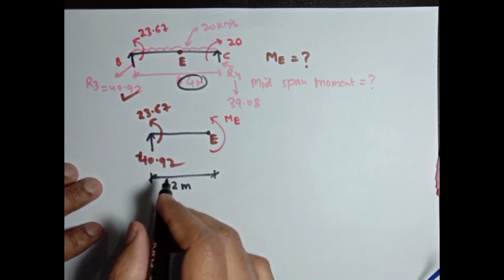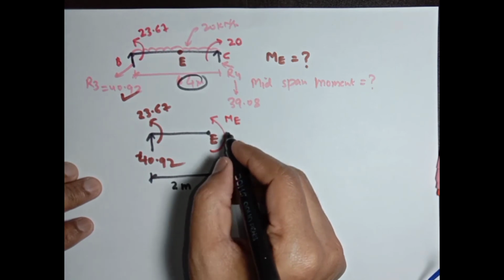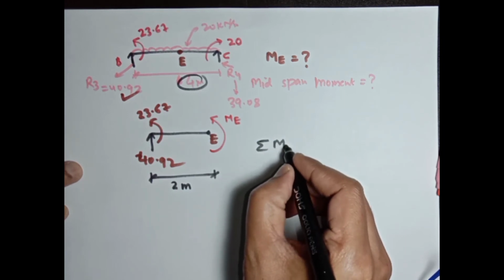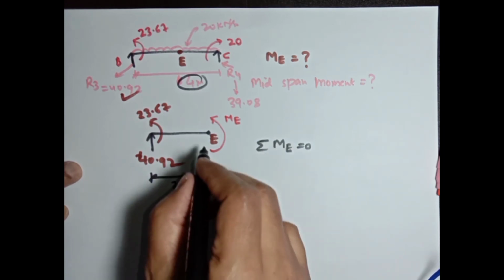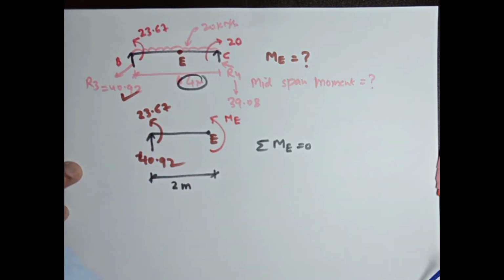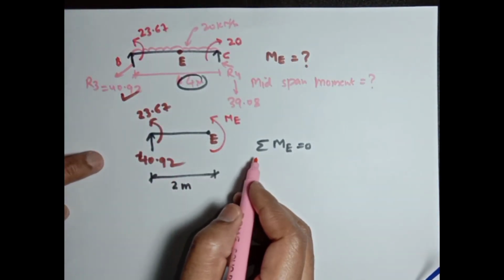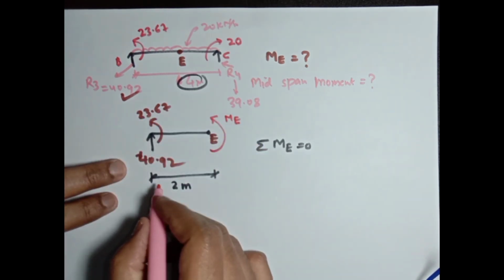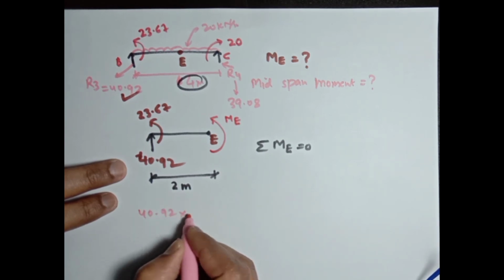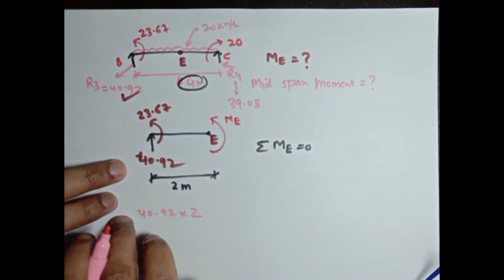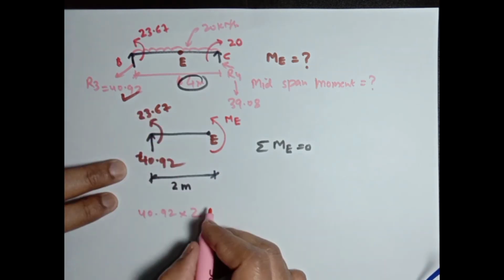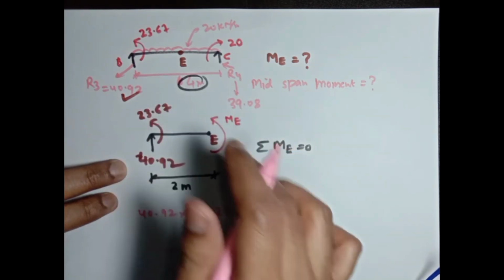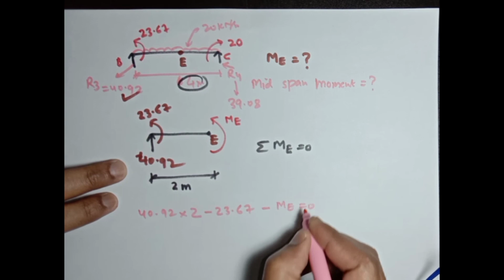Therefore we need to find the bending moment at point E, which we have assumed in anticlockwise direction. So summation of bending moment about E will be 0. Total moment about E will be 0. Taking moment about E, 40.92 will create a clockwise moment. So this 40.92 multiplying with this length will give a clockwise moment with positive sign. This is the anticlockwise moment, so we are taking this 23.67 with negative value, and as we have assumed this in anticlockwise direction, so it will give ME. This value will be 0.